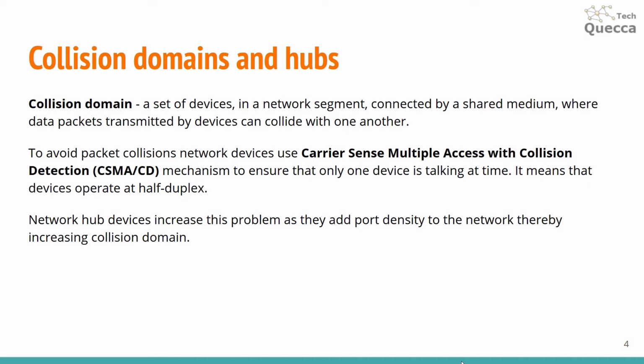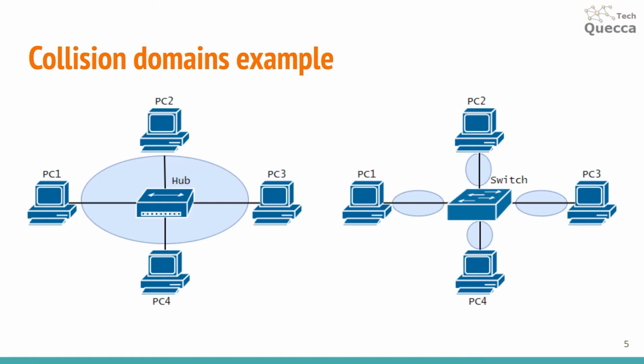Signals collide, and when a collision is detected, those devices back off and wait a random amount of time before trying. The situation between switches and hubs is different in the network, because a hub itself is a collision domain. For example, here we have 2 simple networks, one interconnected with a hub and another with a switch. When we have a hub, all devices are sitting in the collision domain. But when we have a switch in the network, we only have collision domains on the links between the switch and hosts.